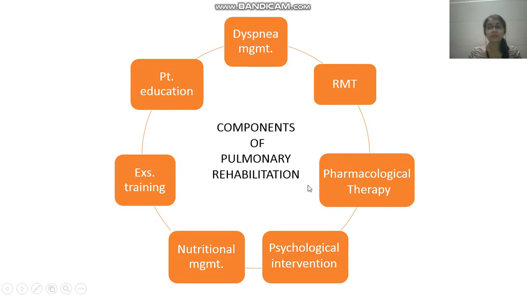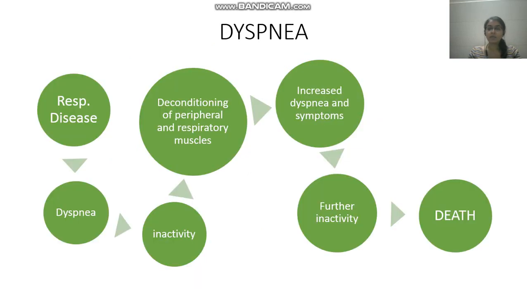Pharmacological therapy will be taken care of by the chest physician, intensivist, etc. Psychological intervention. We'll see why do we need psychological intervention during these conditions. Then nutritional management. What patient should eat, what patient should not eat, how they should maintain their diet, all will be taken care of by the dietitian. And exercise training, where we step in. Okay. So all these components should be included during the rehabilitation of the patient with chronic lung disease. We'll see one by one.